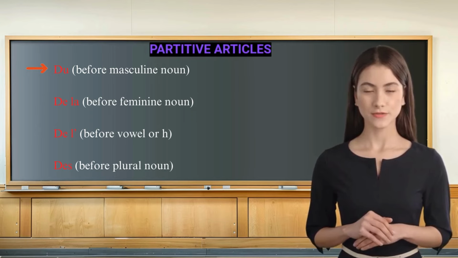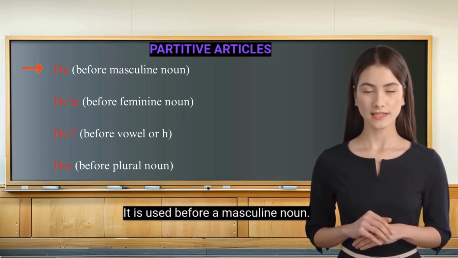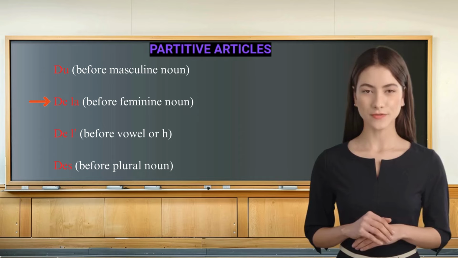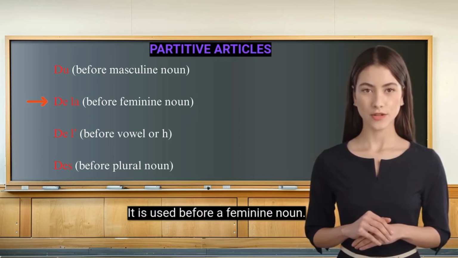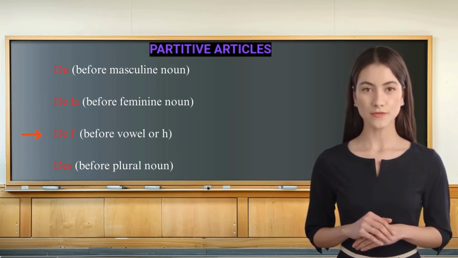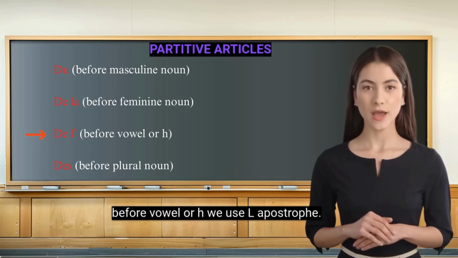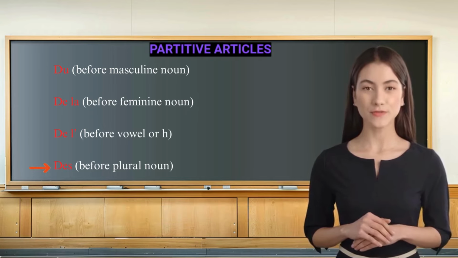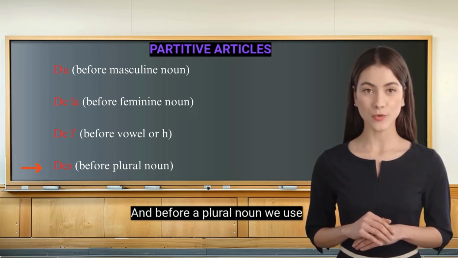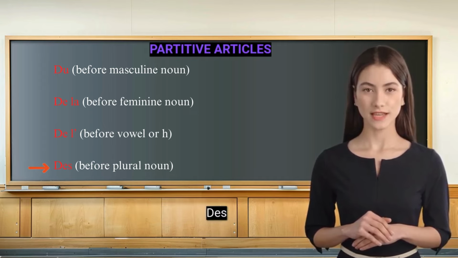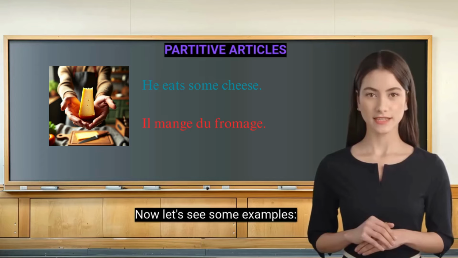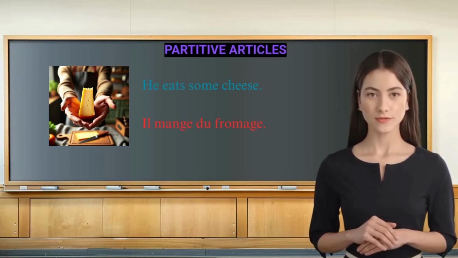Du is used before a masculine noun. De la is used before a feminine noun. De l' is used before a vowel or h, with an apostrophe. And before a plural noun we use des. Now let's see some examples.